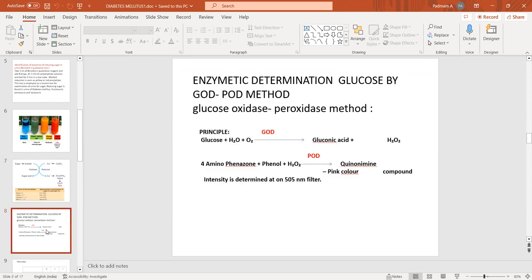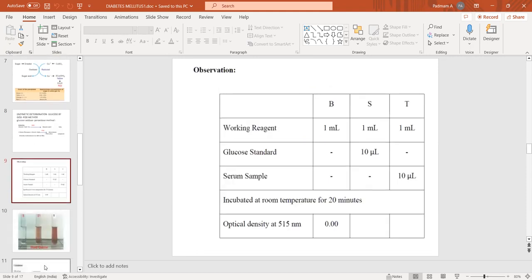We have another method by which we can quantitatively determine the amount of glucose, the GOD-POD method, that is the glucose oxidase peroxidase method. The principle is also clearly illustrated here: glucose on oxidation by GOD forms gluconic acid, and then it is further oxidized to give a pink color. The color intensity we can estimate using a colorimeter, and we can find out the exact level of glucose.